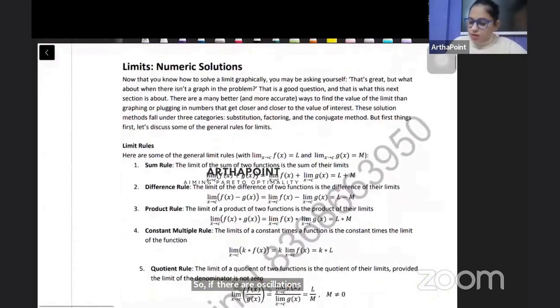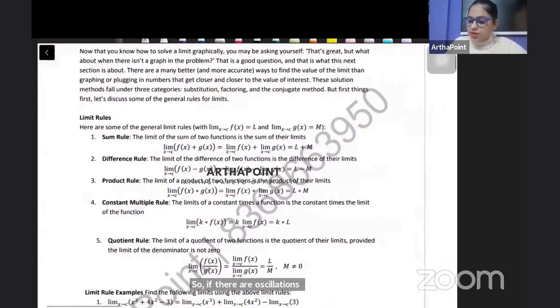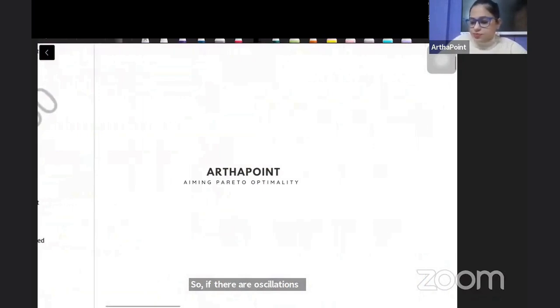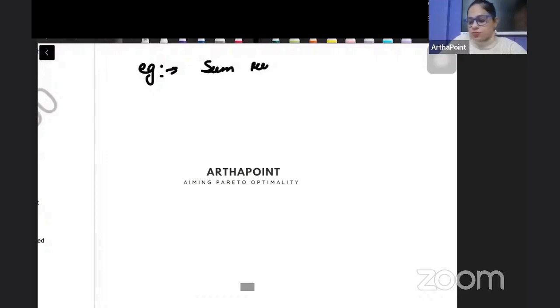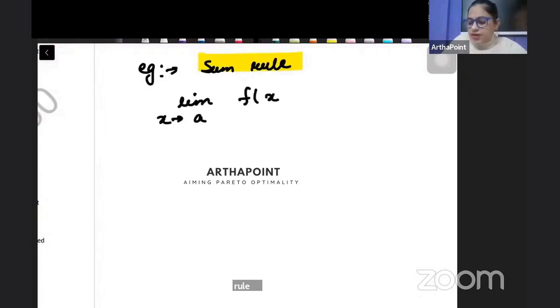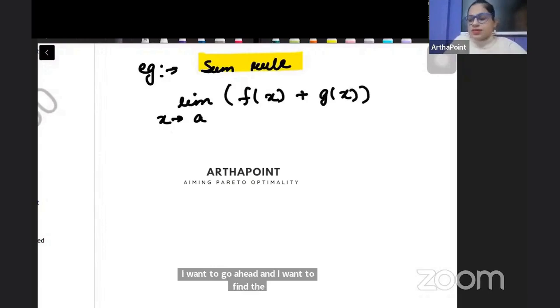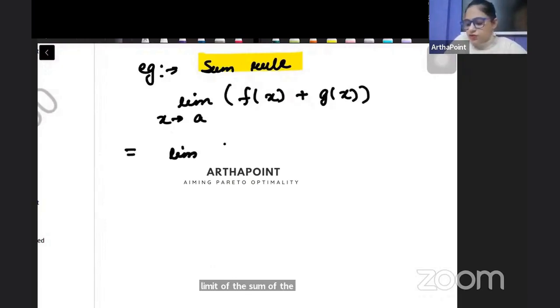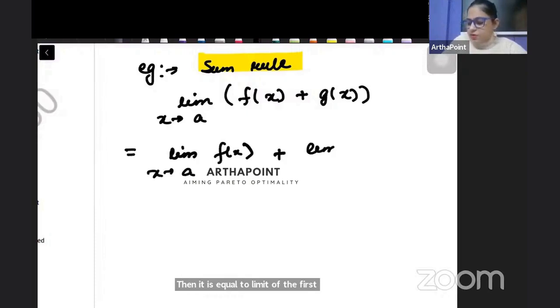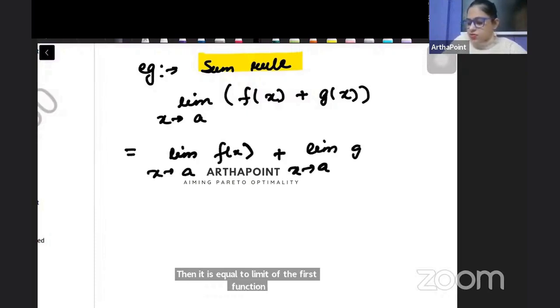ओके बेटा, अब कुछ रूल्स हैं लिमिट के. So for example, the first is called the sum rule. सम रूल क्या बोलता है? That if I want to go ahead and find the limit of the sum of the functions, then it is equal to the limit of the first function and the limit of the second function.